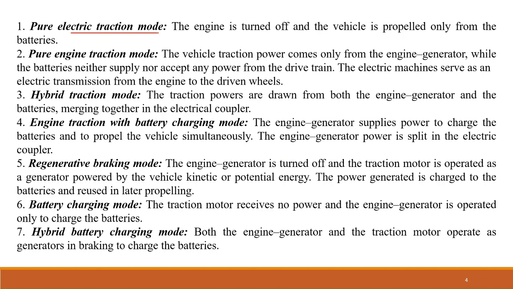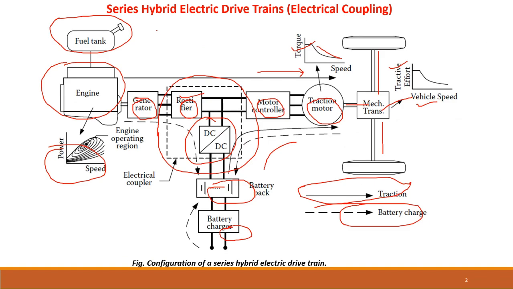Now, fourth mode of operation is the engine traction with battery charging mode. Here, what happens? The engine generator supplies the power to charge the batteries, and it also supplies the power simultaneously to propel the vehicle. And the engine generator power is split in the electric coupler. So, what happens is that a part of the engine generator power comes to recharge the batteries, and the part goes into serving the tractive power or the traction power to the motor.